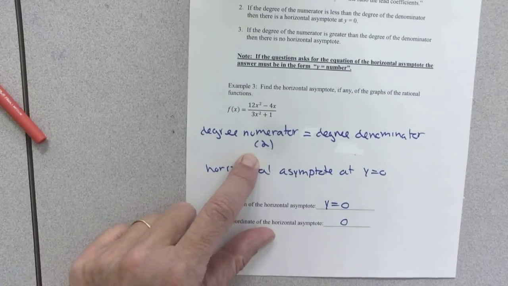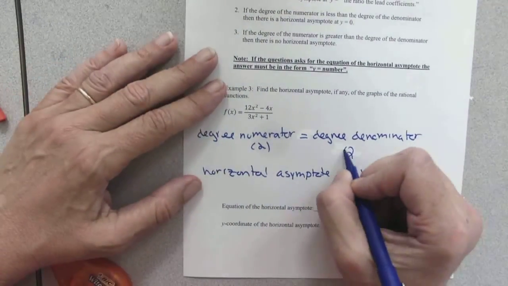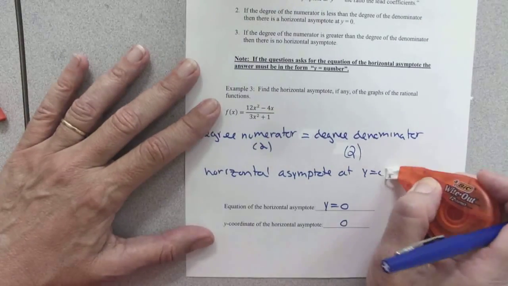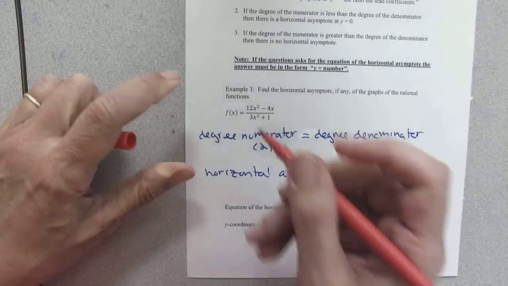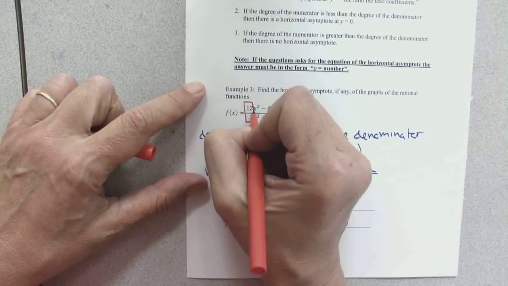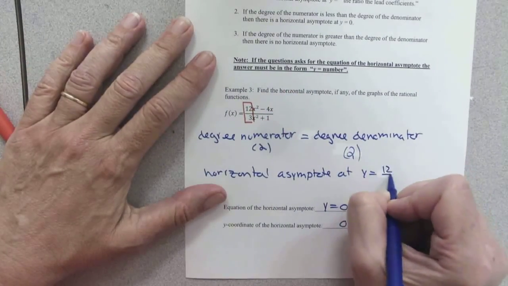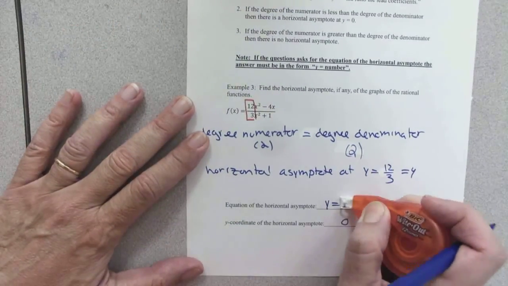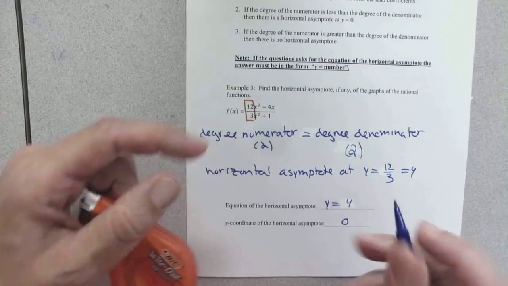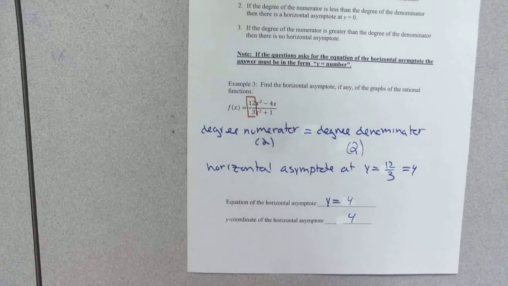The degree of the numerator is 2. The degree of the denominator is 2. They are equal. And so the thing above says if they are equal, use the ratio of the lead coefficients. In this case, I pick off just the 12 and the 3. So 12 over 3, or 4. And so there's a horizontal asymptote at y equals 4. And if they just ask me for the y coordinate, 4.